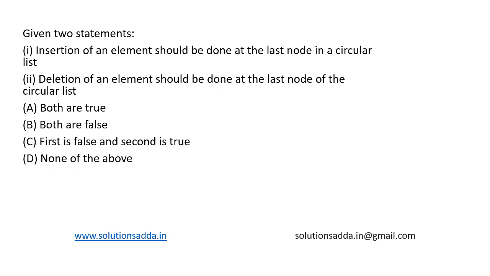This is a question from data structures. Given two statements: insertion of an element should be done at the last node of a circular list, and deletion of an element should be done at the last node of a circular list. The options are: both are true, both are false, first is false and second is true, and D, none of the above. There is no hard and fast rule to say that insertion of an element should be done at the last node of a circular list.